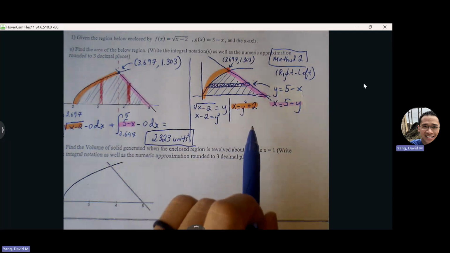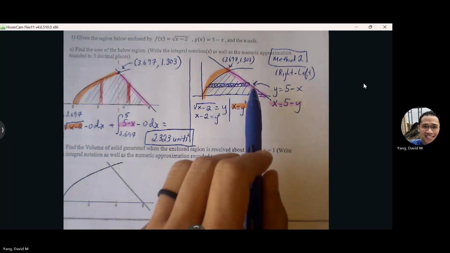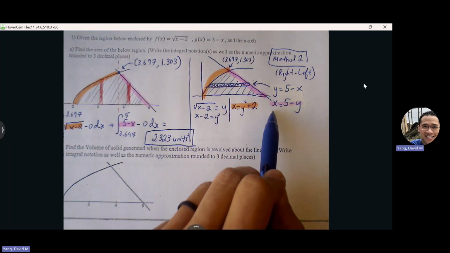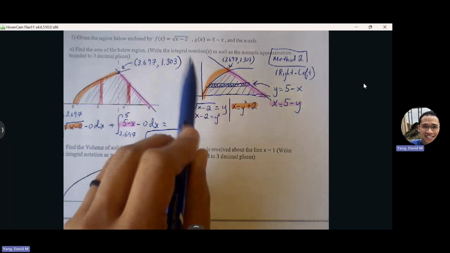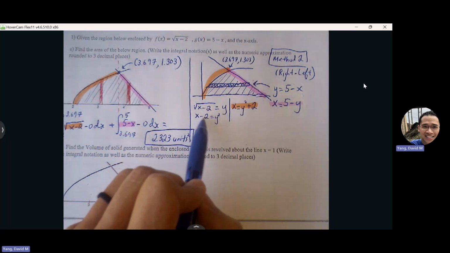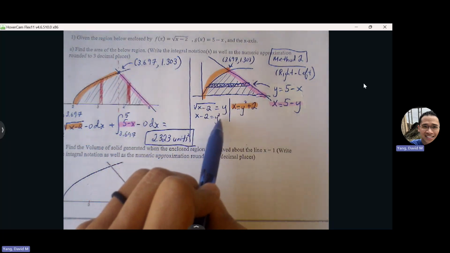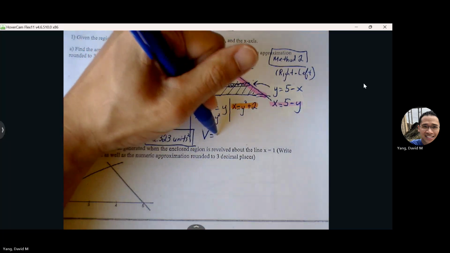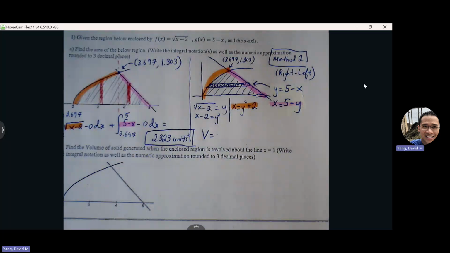Okay, so right minus left. We adjusted our equation here. The y equals 5 minus x, I rewrote it as x equals 5 minus y. The y equals root x minus 2, I rewrote it as x equals, after I squared both sides, x equals y squared plus 2. Sorry, not the area.